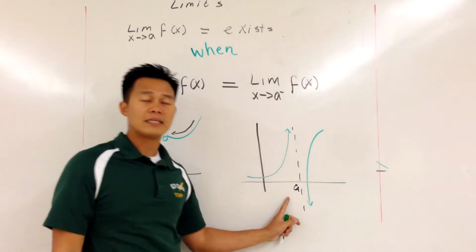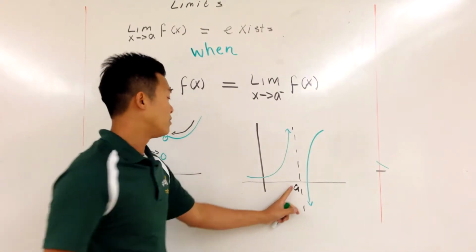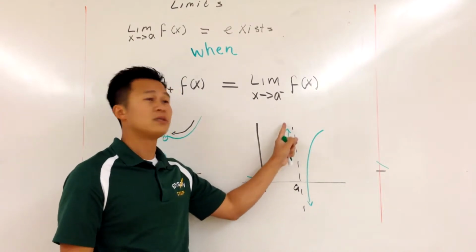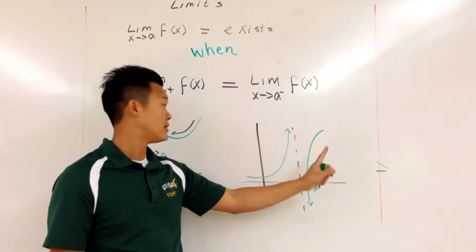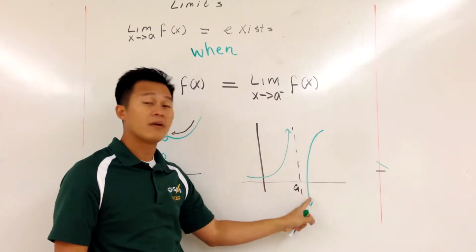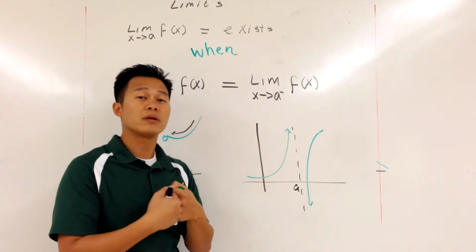Here's another example of a discontinuous function where the limit does not exist at a. If you look carefully, as you approach a from the left, the function wants to take on infinity. However, when the function approaches a from the right, it wants to take on negative infinity, and therefore those two are not the same.